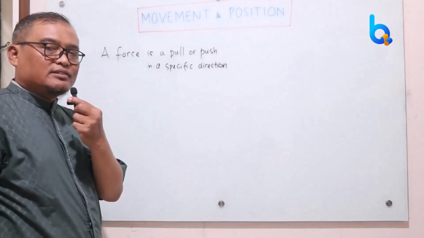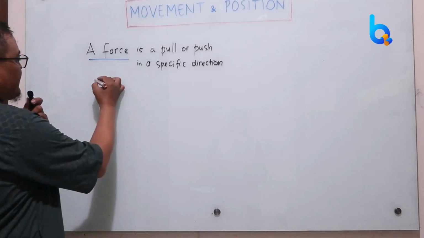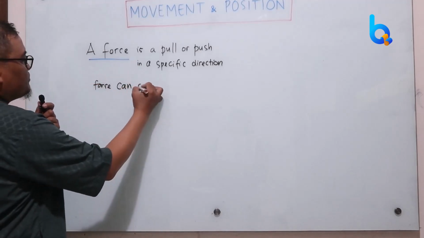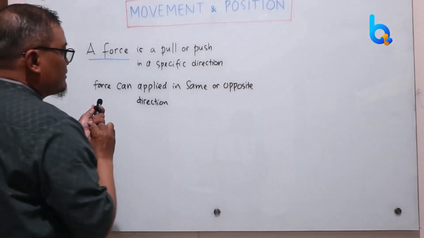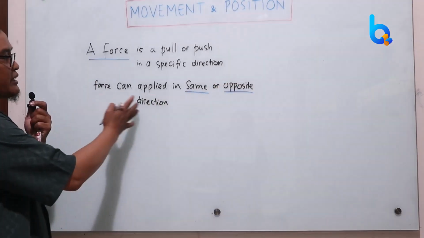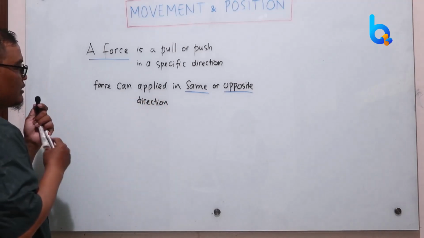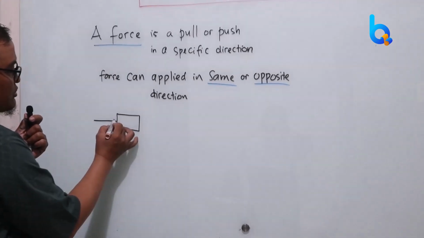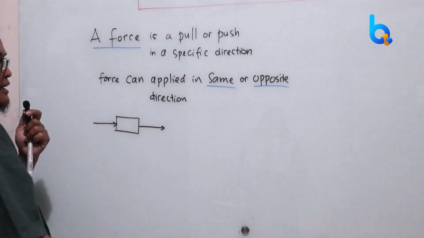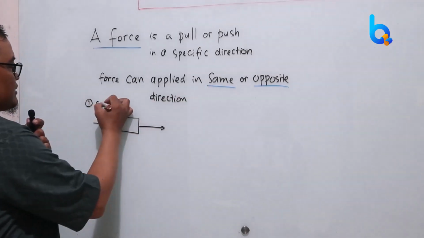This is a force. A force can apply in the same or opposite direction. We can underline this. Why can force apply in the same or opposite direction? Because I can explain with a simulation like this. An object, when we apply a force and then it is given another force in the same direction. This is number one, same direction.